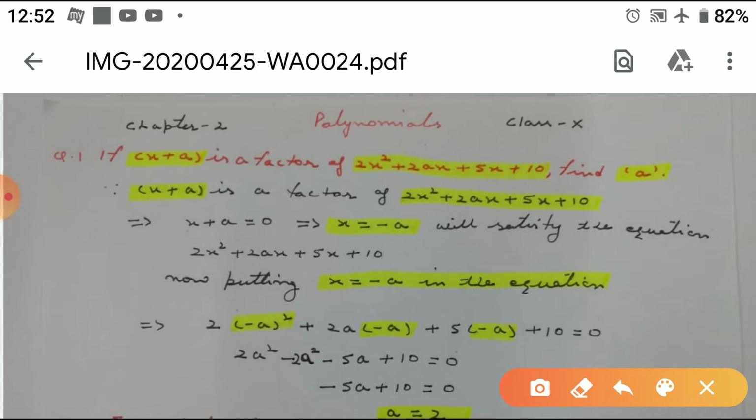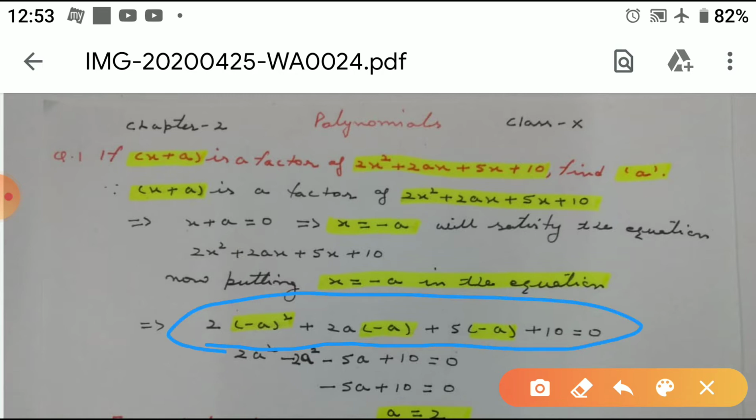Since x plus a is a factor of the given polynomial, it means that if we put x plus a equal to 0, we get the value of x is equal to minus a. So when we put x equal to minus a in the given polynomial, the polynomial becomes 0, right? So by replacing x by minus a, we write this polynomial equal to 0.